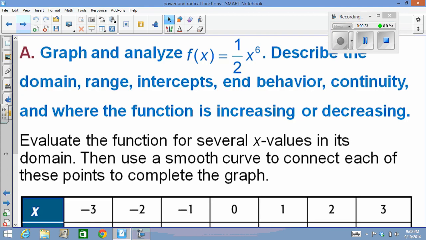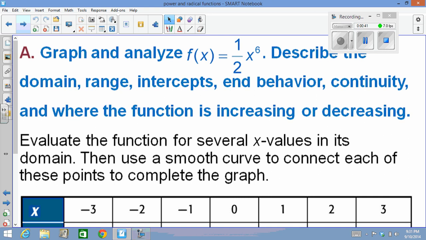So if I have my function f of x equals 1/2 x to the 6th, we could graph that not using the calculator, but actually do it by hand. We could talk about making a table. If I make a table, I would be able to figure out exactly what x could be and therefore also find out what y could be.